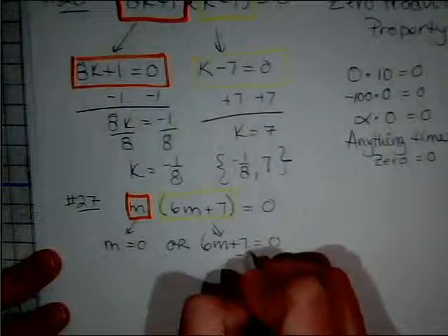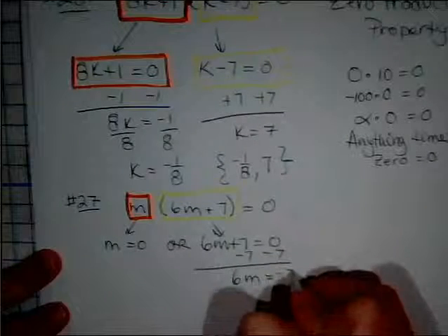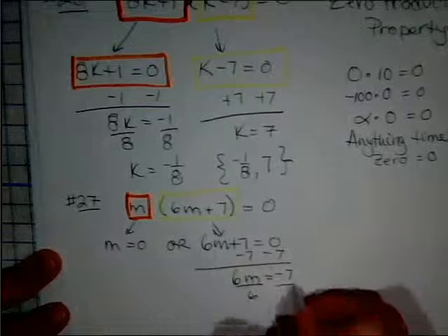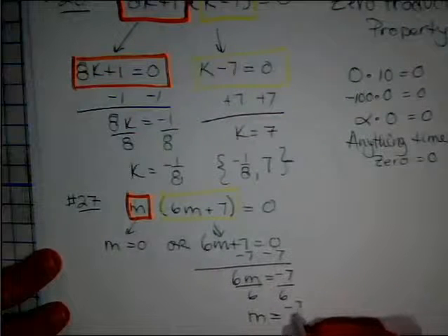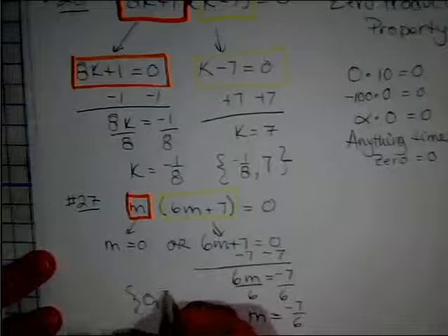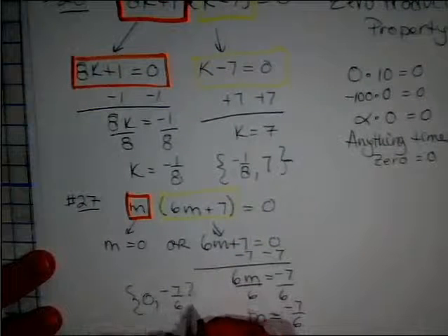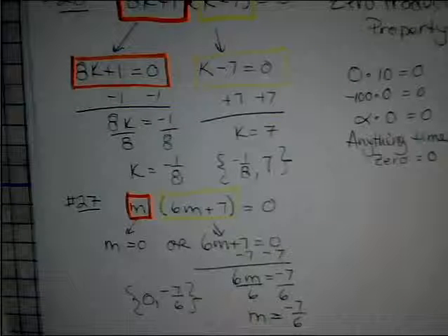And so when I solve, 6m equals negative 7, so m is negative 7/6. So I have two solutions again, 0 and negative 7/6. And that would be the solution set. So that's how you do something that looks like that.